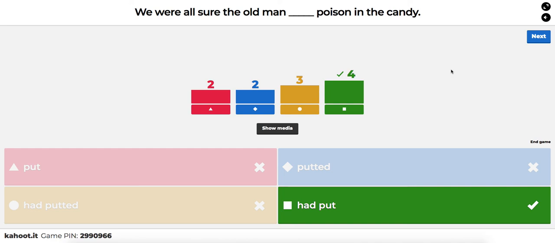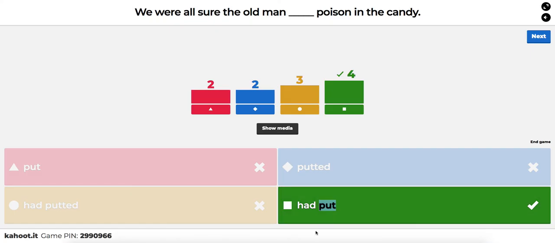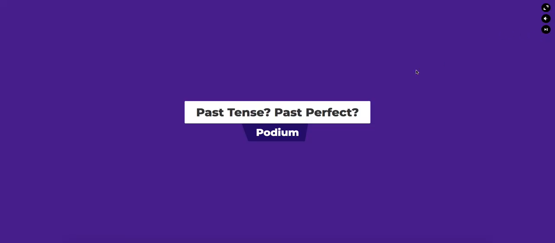Okay, very good. So in this case, as it's a continuation, we were all sure the old man had put poison in the candy. The problem here is the past form of the verb put. Put is put in past, in present, in everything. So guys, let's finish and let's check the podium.